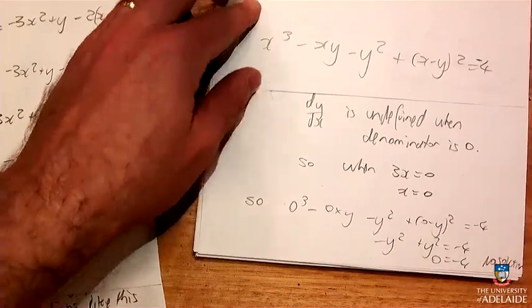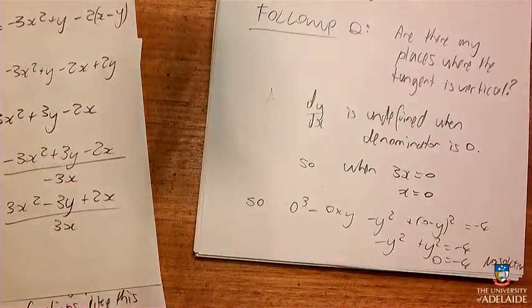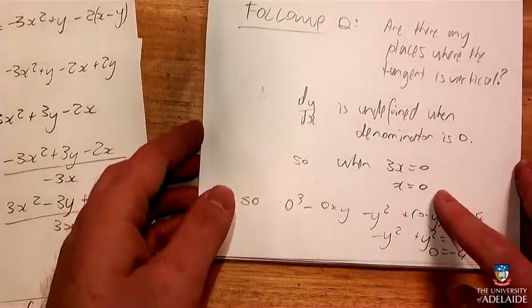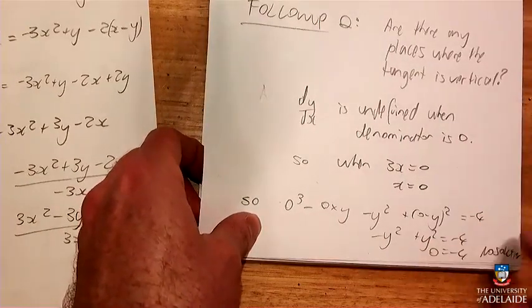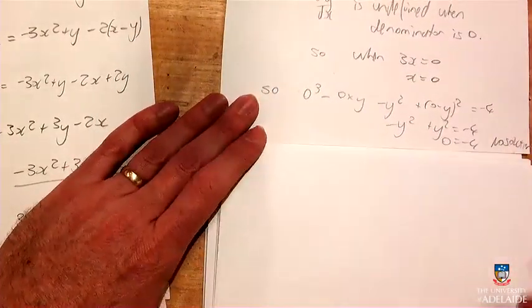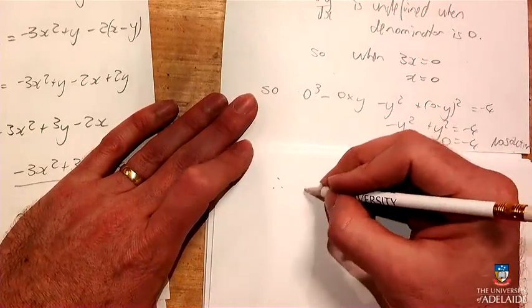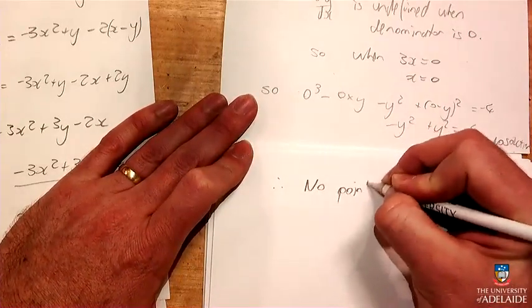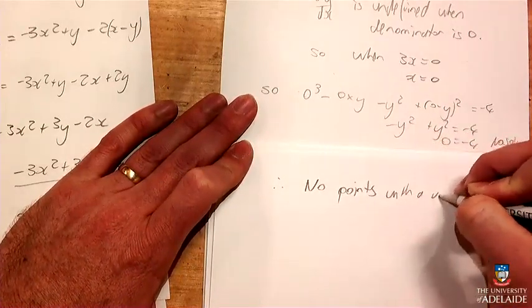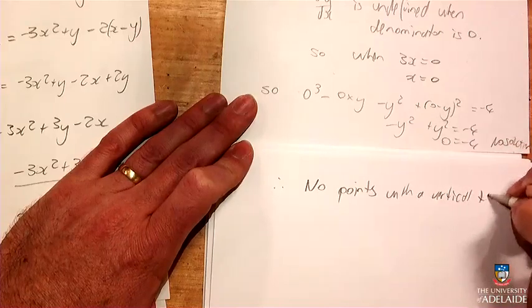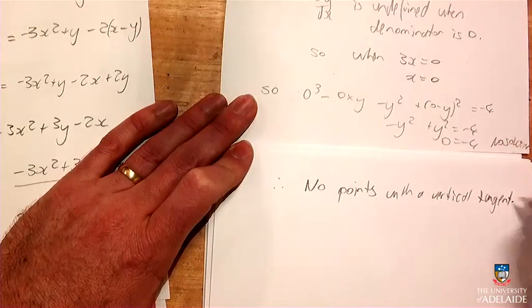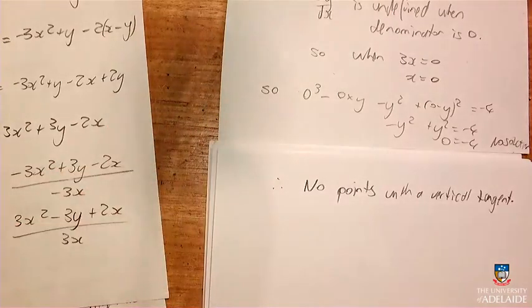So no, there are no points where it has a vertical tangent, because the only place that can happen is when x is 0, and if x is 0, there's no solution for y. Okay, so therefore, no points with a vertical tangent. So if you had gotten solutions for y, then they would have given you coordinates for where the vertical tangent is.